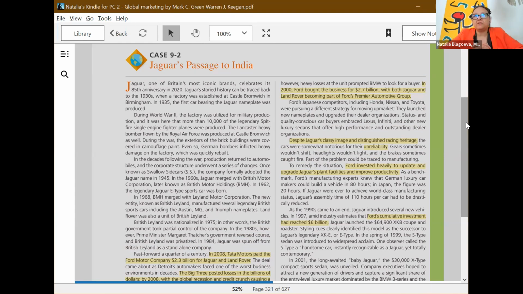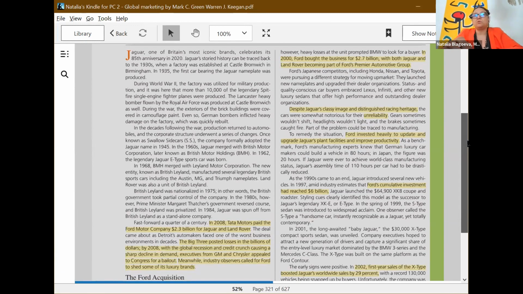So they decided to invest heavily into updating and upgrading Jaguar's plant facilities, with the idea to improve productivity, to make the production more contemporary, hence more effective, more able to produce quality cars. So Ford's cumulative investment reached $6 billion. I mean, this is a huge investment.